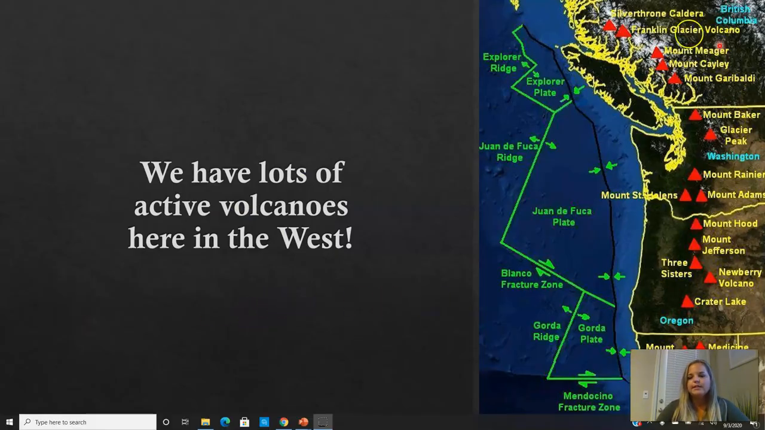So, in the western United States, we see quite a few volcanoes. They extend from Northern California up into Oregon, Washington, and into Canada. And these are the Cascadian volcanoes.